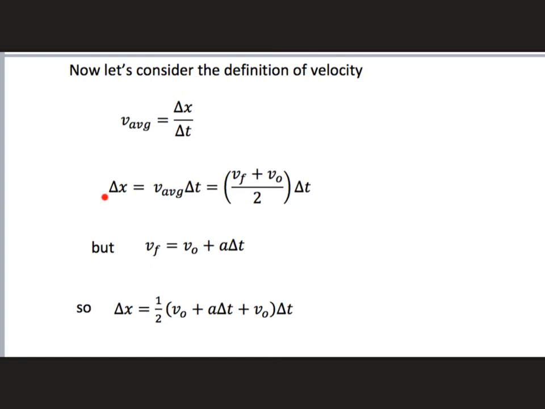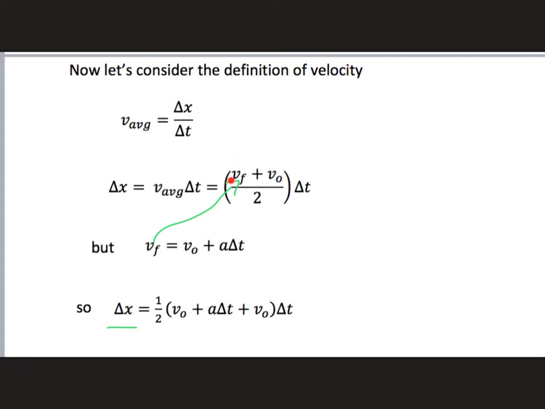So anyway, we've got delta x is (v final plus v initial) over 2 times delta t, but v final is equal to v naught plus a delta t. That is our first kinematics equation that we developed. And so if I plug this in there, I end up with delta x equal to 1/2 times (v naught plus a delta t plus v naught), all in parentheses, times delta t.